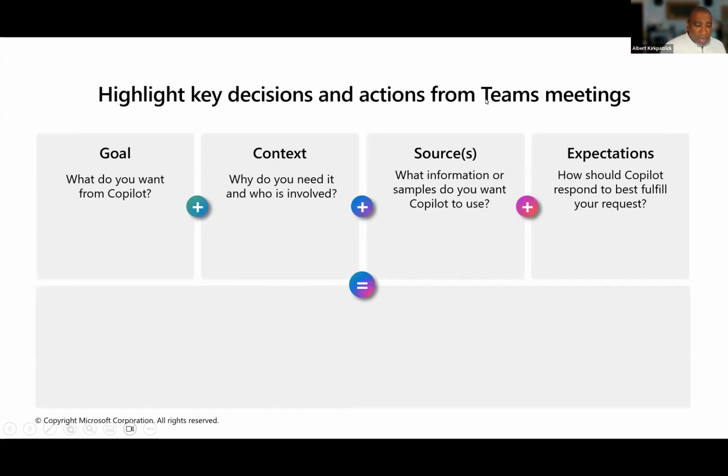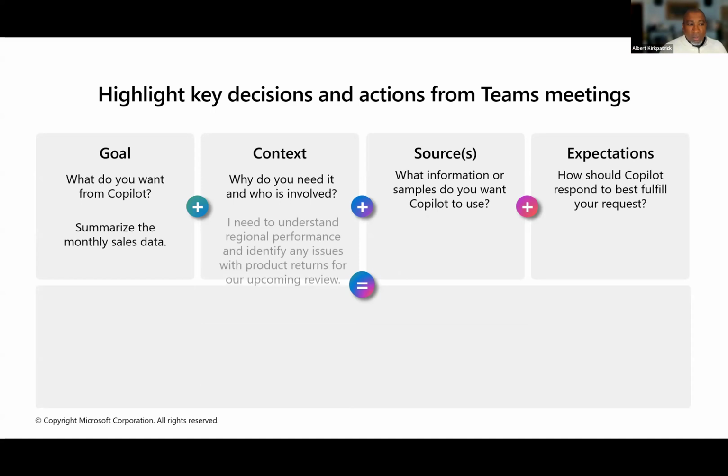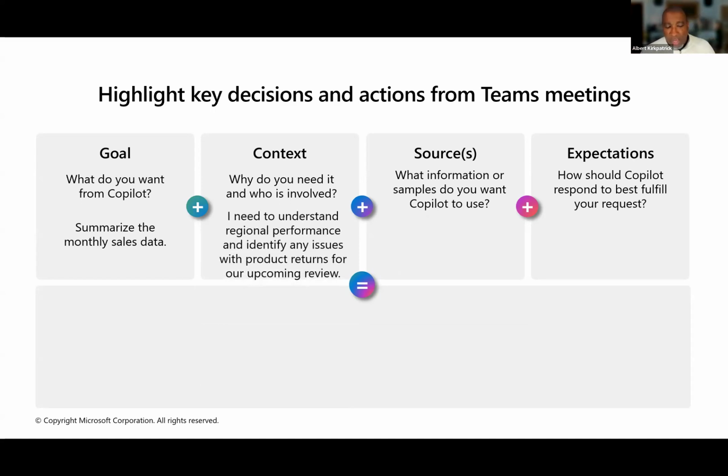So, for example, you may have something like, okay, summarize monthly sales data. I've got a spreadsheet with sales information. I want to summarize that monthly sales data. What is the context for that? I need to understand regional performance and identify any issues with product returns for our upcoming product review. So now, summarizing the data has a context for how I want that done. I'll give it the spreadsheet that I'm going to use.